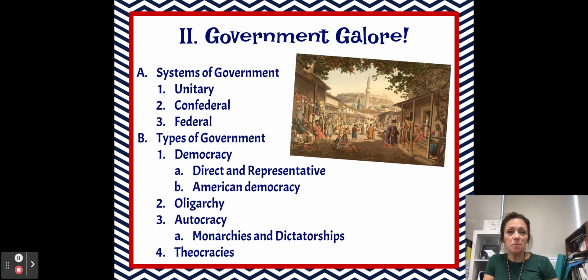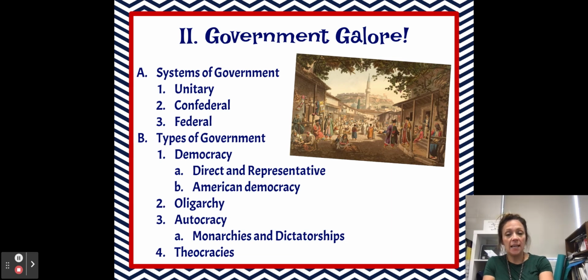Oligarchy. An oligarchy is a small group of people that hold governing power. An oligarchy also sounds like Olive Garden, right? It is typically controlled by a small group of super wealthy people or a small group of people who have some sort of military influence, something like that. Next, we've got an autocracy. Autocracies are ruled by one. If you ever hear somebody talk about an autocratic ruler or an autocrat, they're talking about one person being in charge. We've got monarchies and dictatorships.